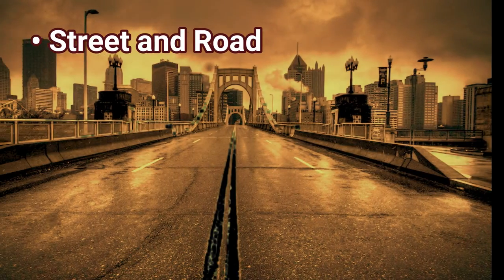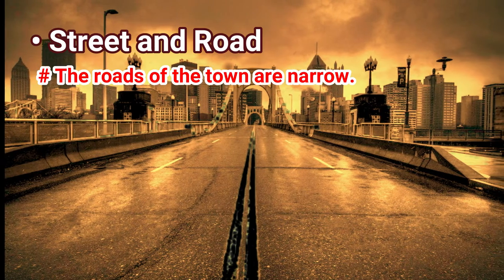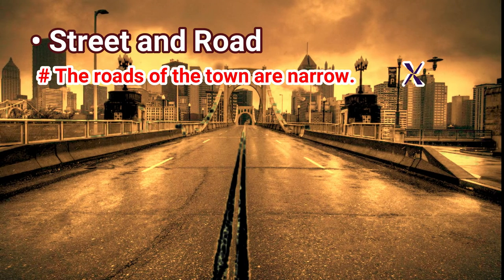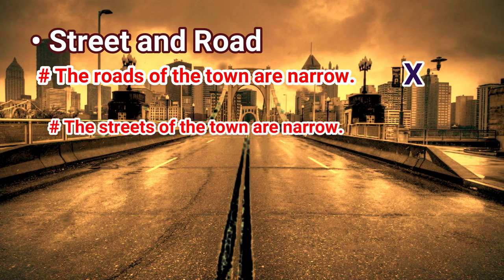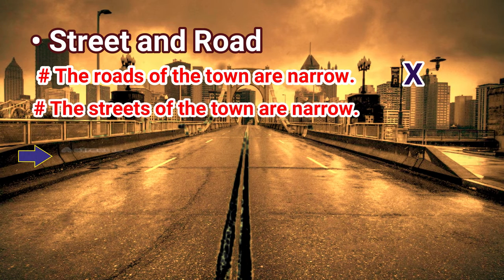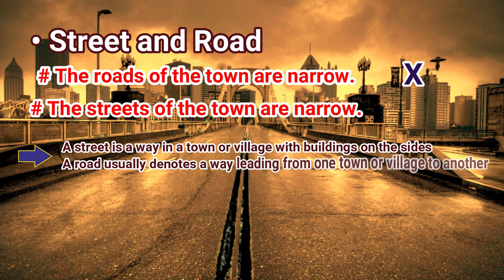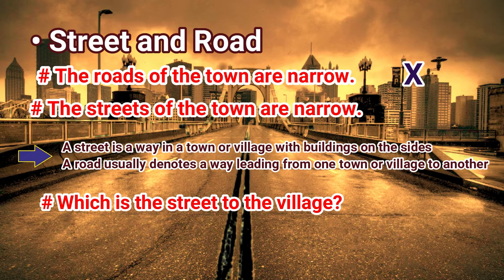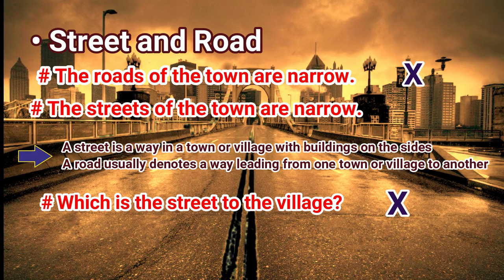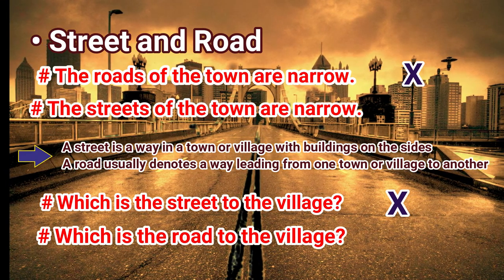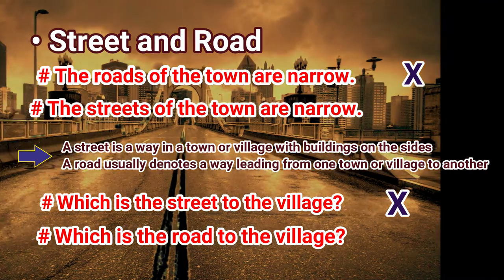Street and road. The roads of the town are narrow. No, this is incorrect. The streets of the town are narrow. A street is a way in a town or a village with buildings on the sides, and a road usually denotes a way leading from one town or village to another. So, we say, which is the street to the village? This is wrong. Here, we should use road. Which is the road to the village?